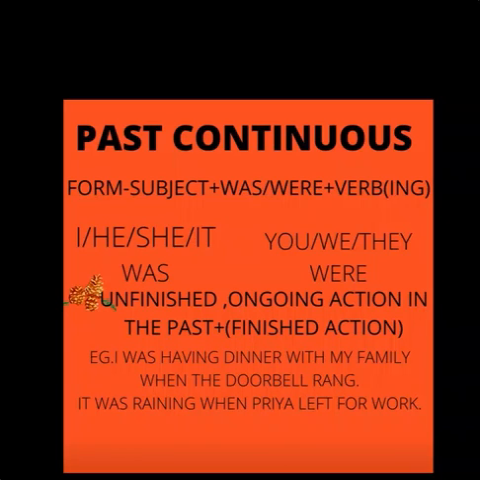Let's check out. For instance, I was having dinner with my family when the doorbell rang. So there are two actions. I was having dinner. This is past continuous and the doorbell rang. Finished action. Rang is in the past tense. In order to form the past continuous tense, we use the past tense of the verb be followed by the verb in ing form.